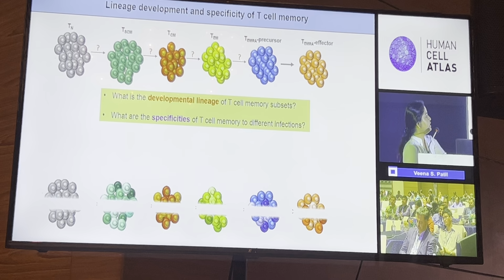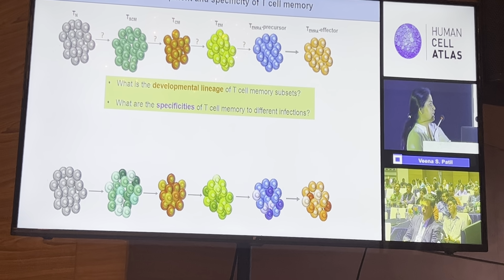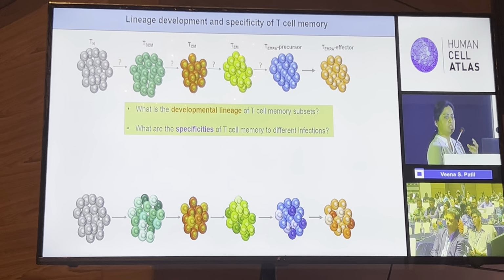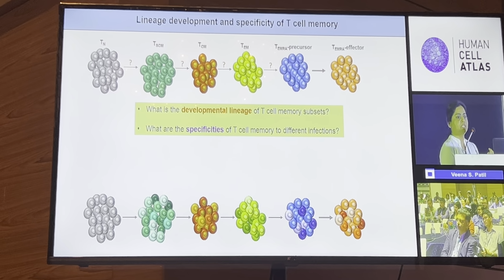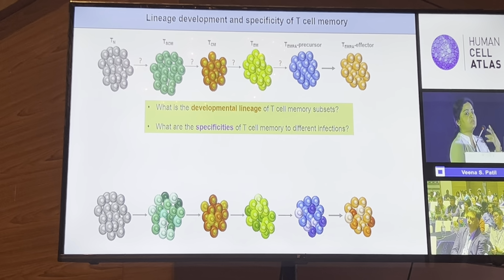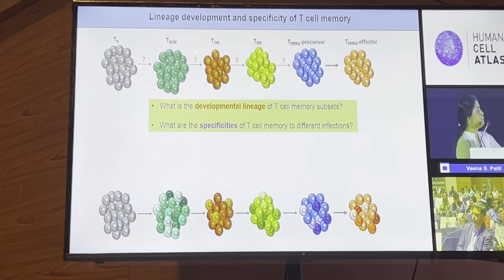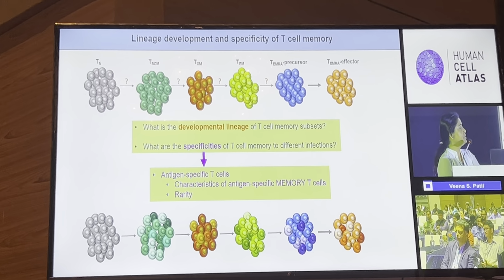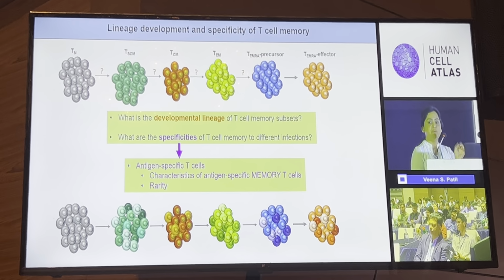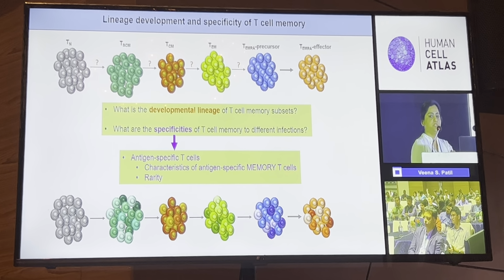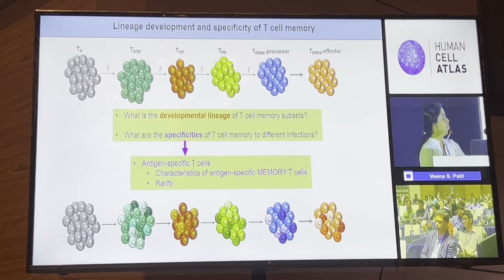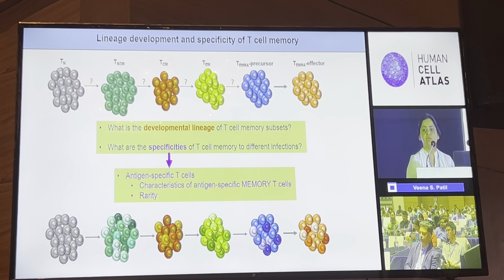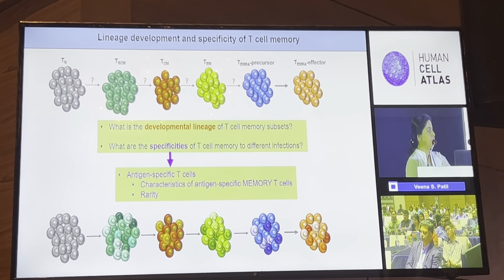But in reality, what exists is heterogeneity within each of these compartments. And this heterogeneity could be as subgroups within the memory that can indicate a developmental lineage, or it could also come from the specificity. So for specificity, we have to look into antigen-specific cells, and the characterization of antigen-specific memory T cells is relatively difficult because of their rarity. Okay? So you imagine that you're going to get 10 to 100 cells out of 1 million PBMCs. So it's a very, very rare population.